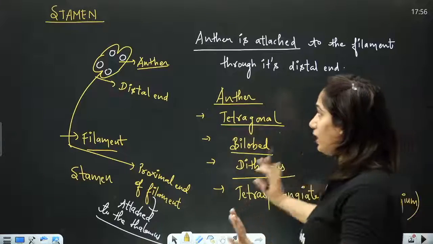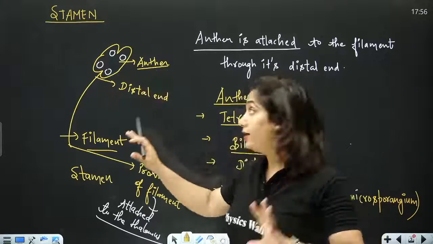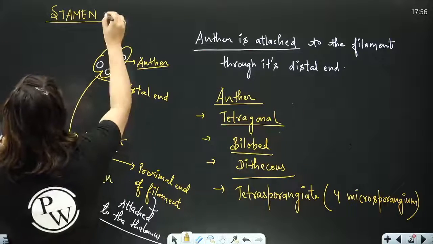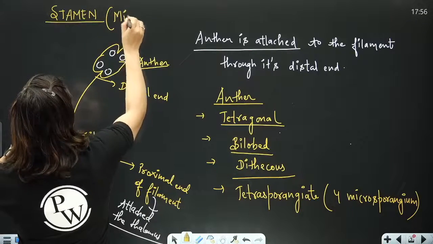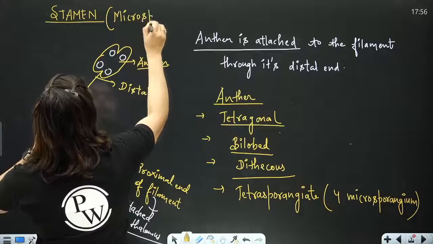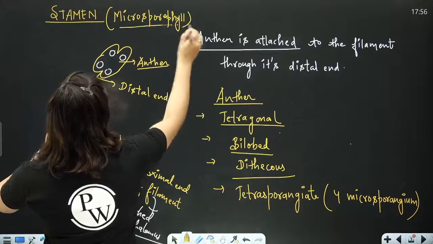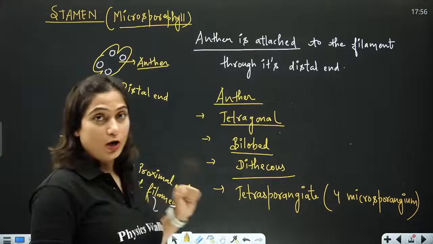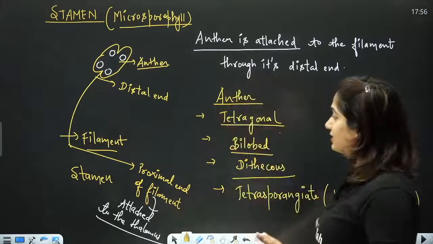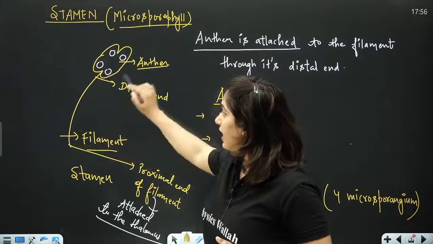One more thing, a stamen can also be called a microsporophyll. Another name of stamen is microsporophyll. So, stamen has this typical structure, filament and anther.